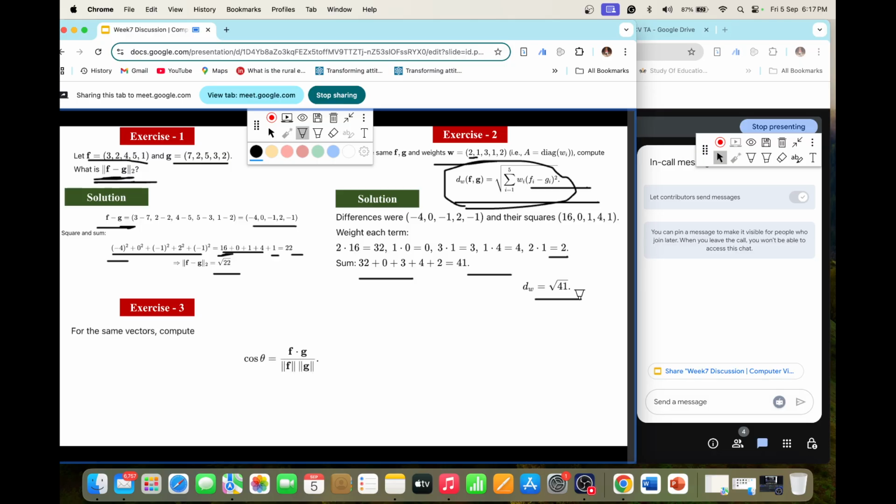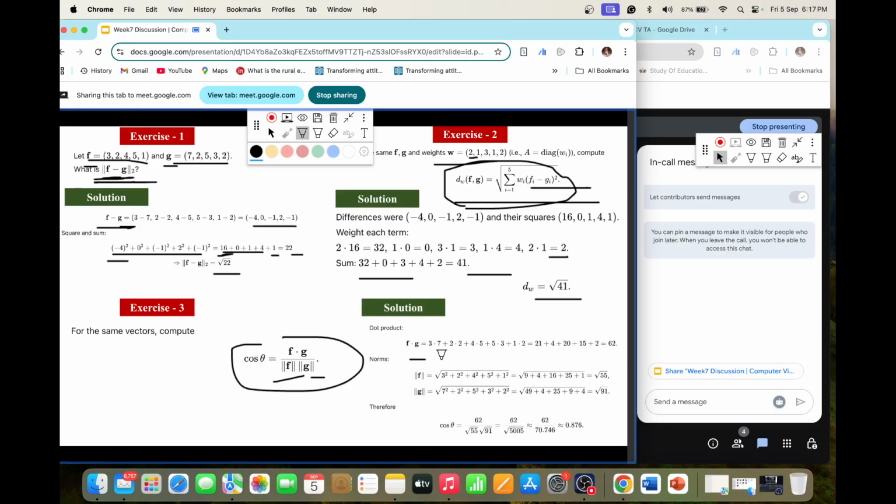Then we have this question number 3: for the same vector, compute the cosine similarity. So this is the formula of cosine similarity. So how to do it? We already have the f vector, we have the g vector. What we have to do? We have to take the dot product f dot g and divide by the magnitude of f and the magnitude of g. So just find out the f dot g.